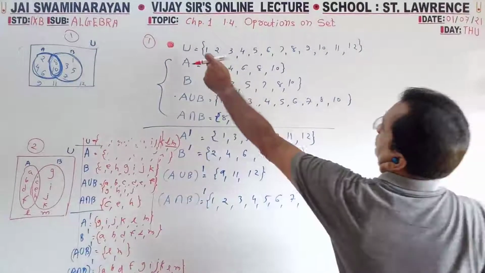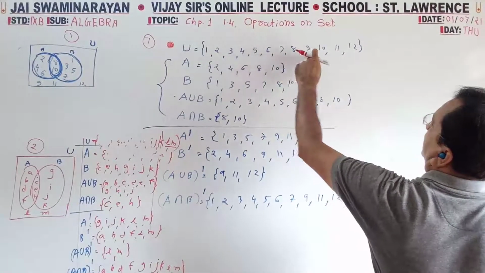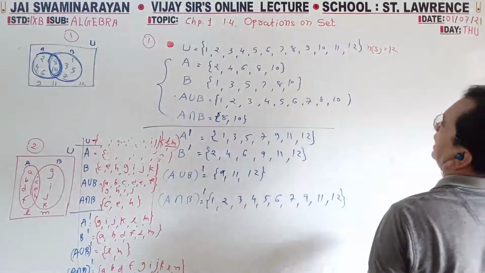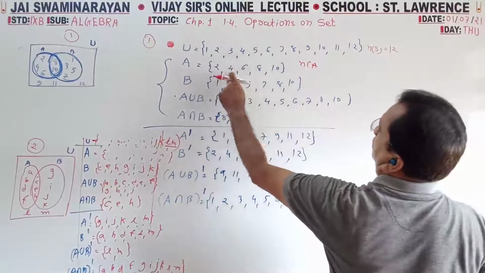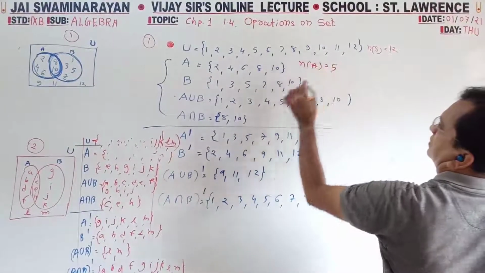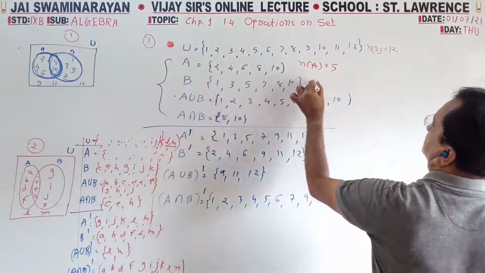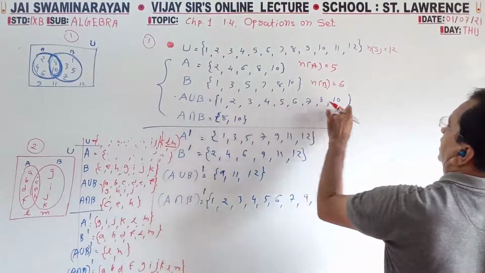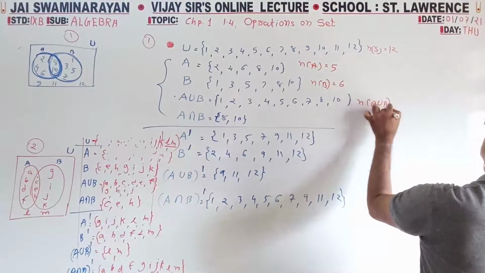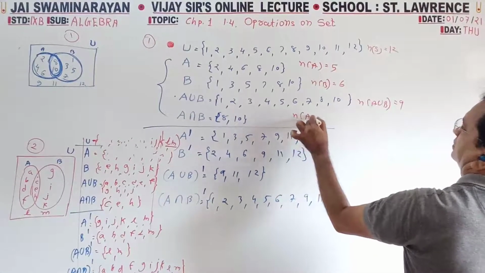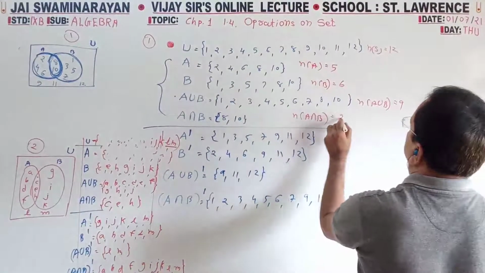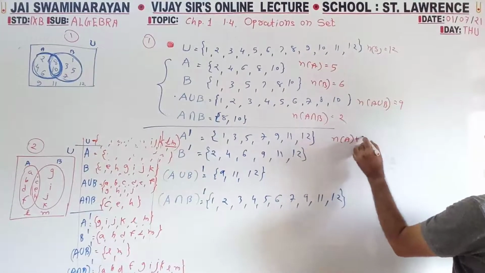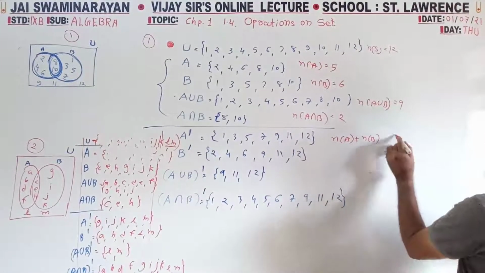And at the end, the formula. How many numbers? 1, 2, 3, 4, 5, 6, 7, 8, 9, 10, 11, 12. So number of S is equal to 12. Number of A: 1, 2, 3, 4, 5. Number of B: 1, 2, 3, 4, 5, 6. Number of union: 1, 2, 3, 4, 5, 6, 7, 8, 9. Intersection: one, two. Correct. Now check.